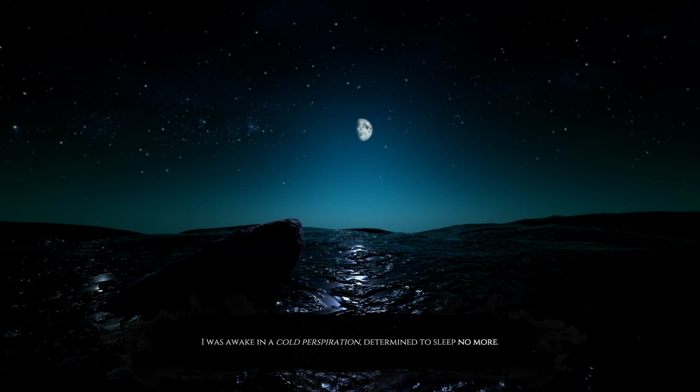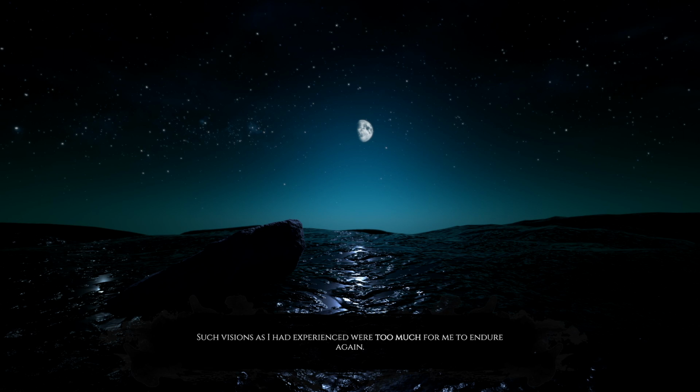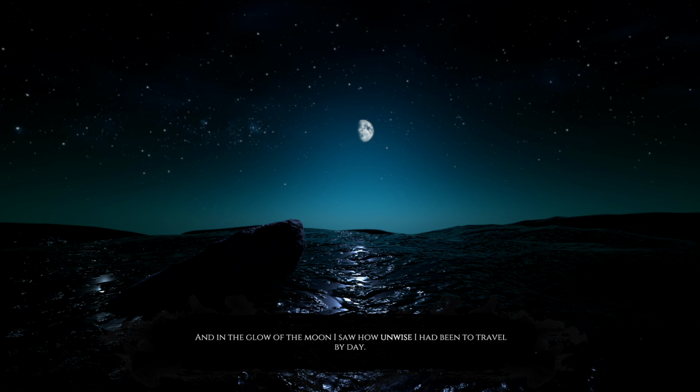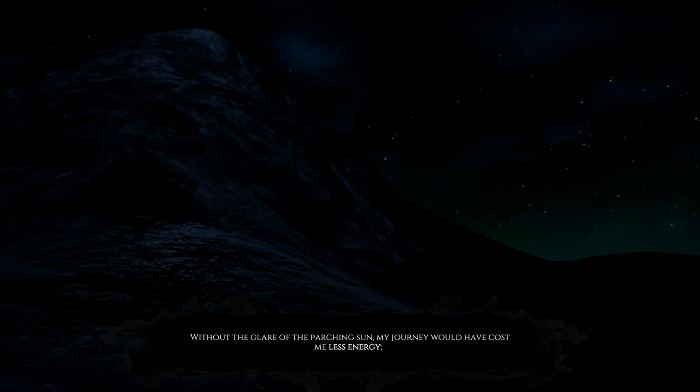I know not why my dreams were so wild that night, but ere the waning and fantastically gibbous moon had risen far above the eastern plain, I was awake in a cold perspiration, determined to sleep no more. Such visions as I had experienced were too much for me to endure again, and in the glow of the moon I saw how unwise I had been to travel by day. Without the glare of the parching sun, my journey would have cost me less energy.